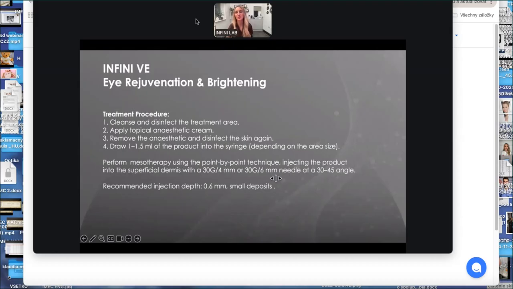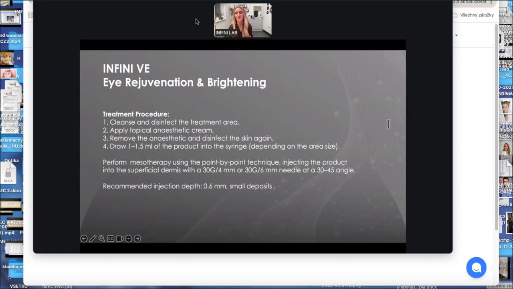The treatment protocol for VI is very simple, and in practice almost painless for the patient. Of course, we always start with cleansing, disinfecting, and applying the topical anesthetic, because the eye area is extremely delicate. We have to be careful, okay? The amount of product is very important. So first of all, we have to work gently and very precisely.